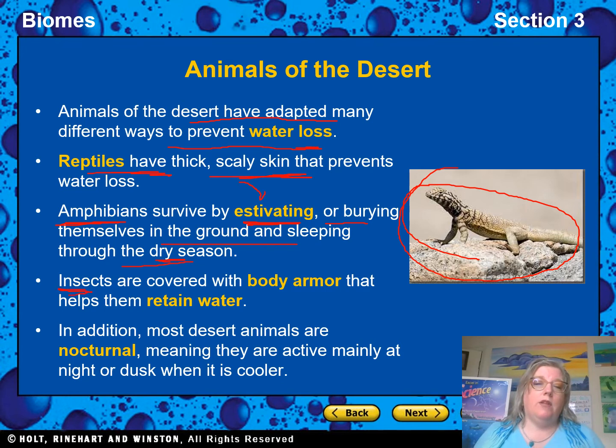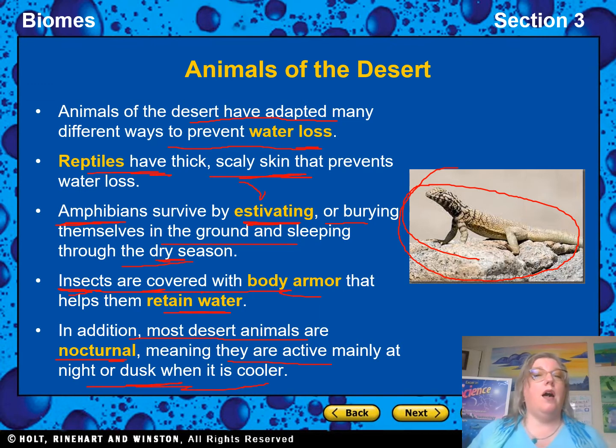And of course, there's always bugs. The insects are covered with body armor that helps them to retain water. That's why bugs crunch, right? The body armor will help them retain water. And also, a lot of the desert animals are nocturnal, so that they'll be active at night or at dusk at least, when it's cooler at night.